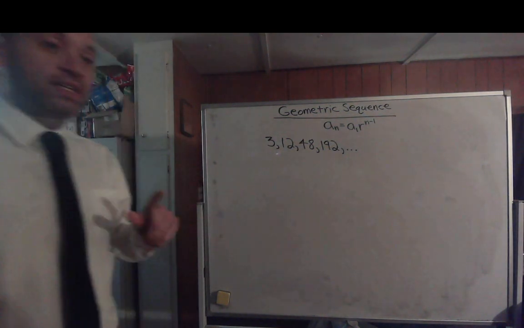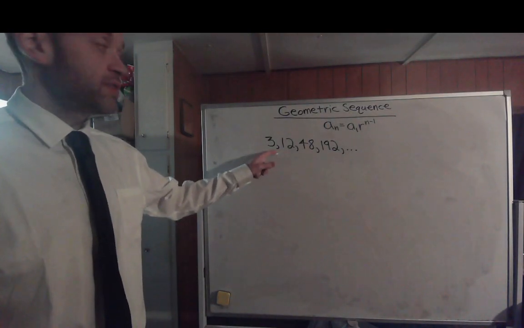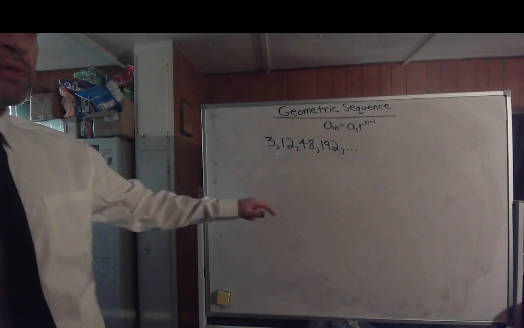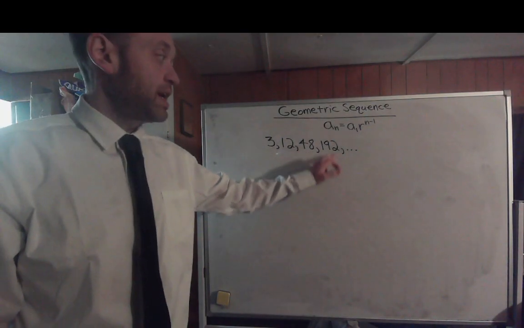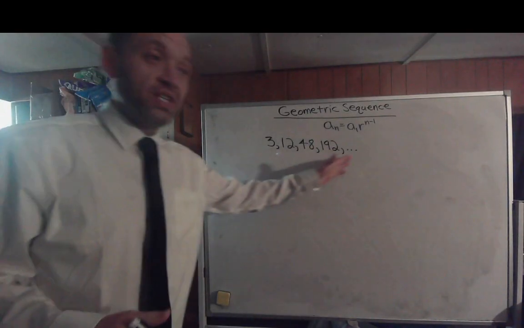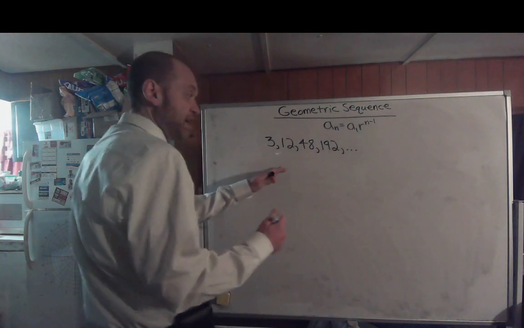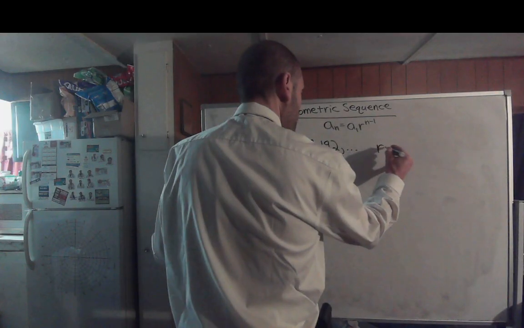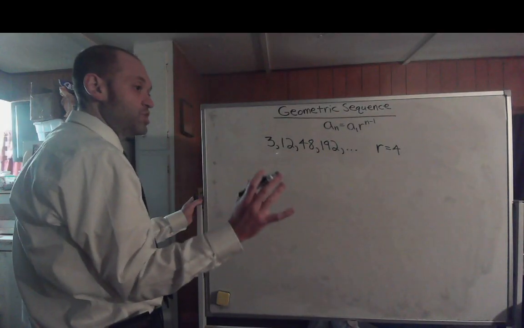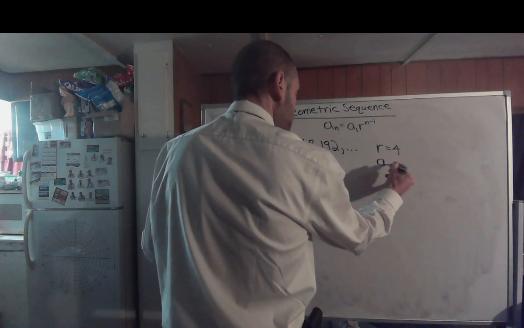So first we need to determine, is this a geometric sequence? Well, between 3 and 12 you have to multiply by 4. Between 12 and 48 you multiply by 4. And between 48 and 192 you multiply by 4. And this pattern seems to hold, so yes, this is a geometric sequence. You have the same common ratio of 4. You multiply by 4 between each of the numbers, so that's your common ratio. Your a sub 1 term, your first term, would be 3.